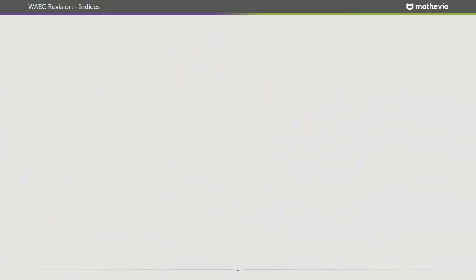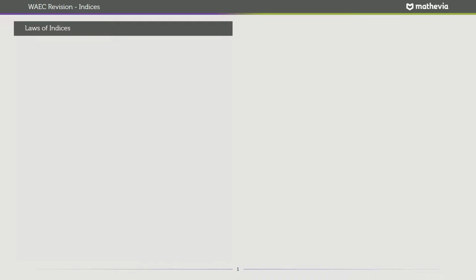So indices. Now, laws of indices. Let's go over the laws of indices. At this point, you should be somewhat familiar with the laws of indices, but let's go over these laws one more time before we start attempting questions involving indices. Now, our first law is our product law, and if you're going to solve any questions, particularly in WAEC, involving indices, you should have all of these laws well embedded in your head.